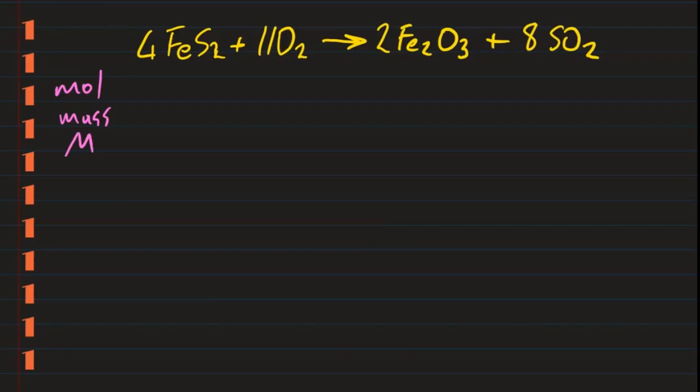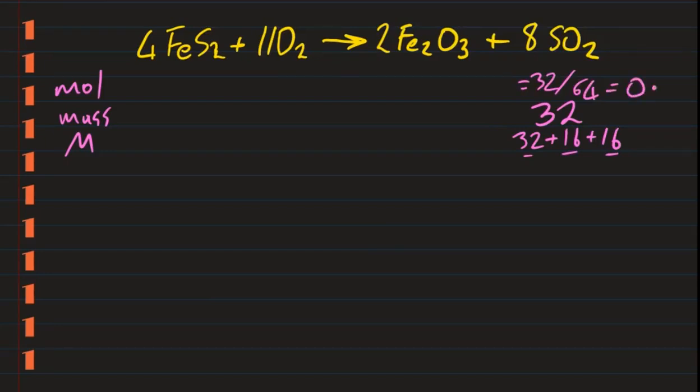So I've got 32 grams of sulfur dioxide. The molar mass of sulfur dioxide, well, it's 32 for the sulfur, 16 for an oxygen, 16 for the next one. So moles is mass over molar mass. So it's 32 over this and this and this. So that's 64. Also, I've got a half. Got half a mole of sulfur dioxide.